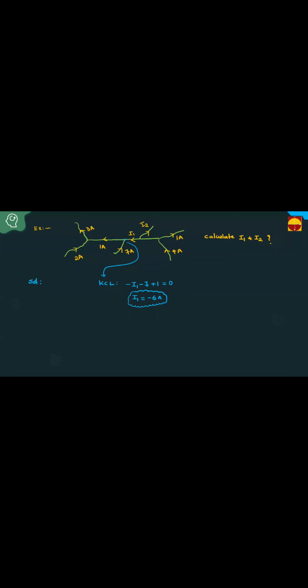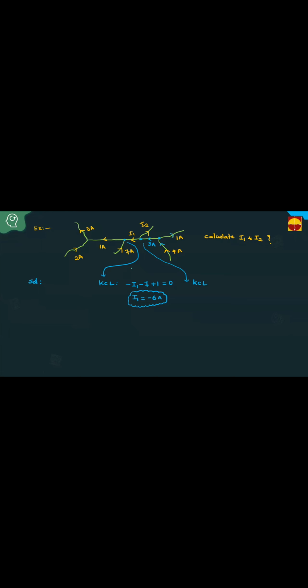Clear? Apply KCL at this node. Sum of the entering currents equals sum of the leaving currents. Then you can get I1 equal to minus 6 amperes. Then apply KCL at this node. If you apply KCL at this node, this is leaving, this is leaving. This 4 ampere is entering, 1 ampere is leaving. Here also apply KCL. 4 ampere is entering, 1 ampere leaving means 3 amperes is also leaving.